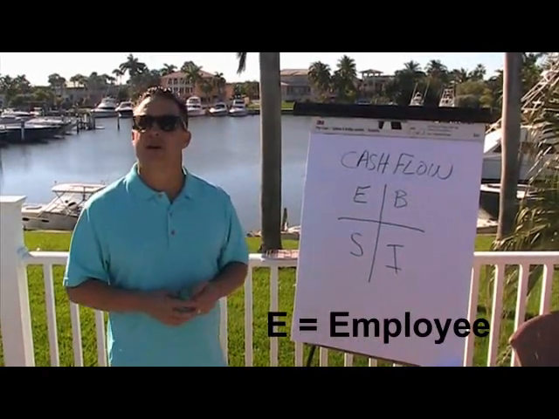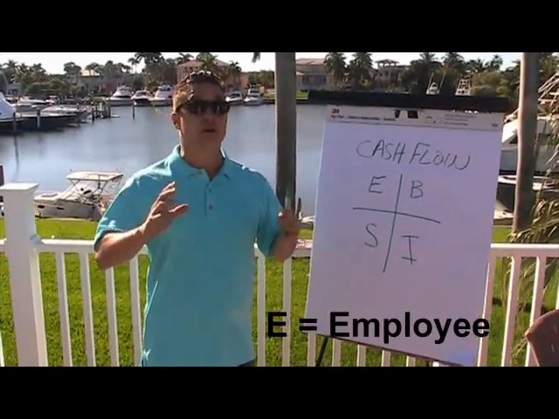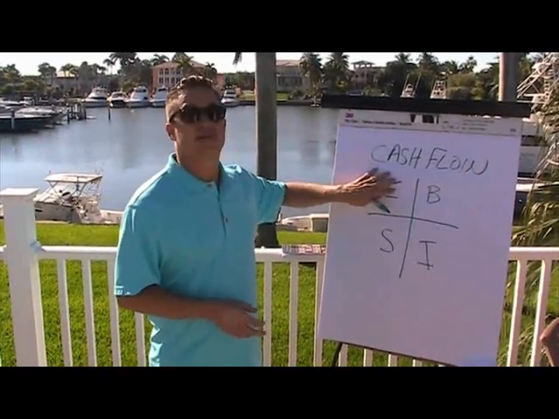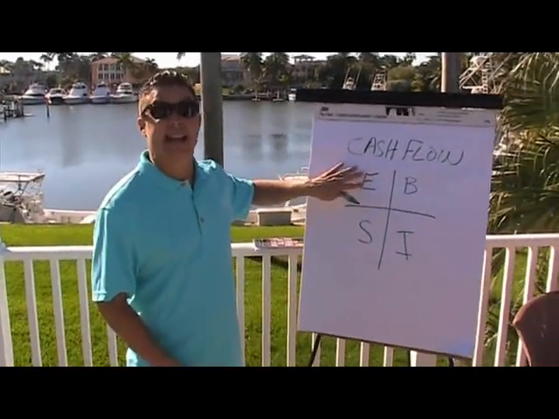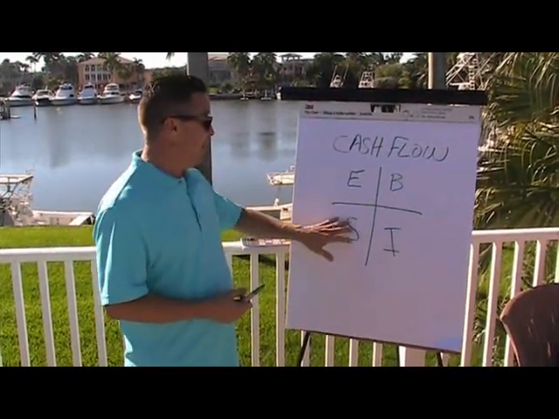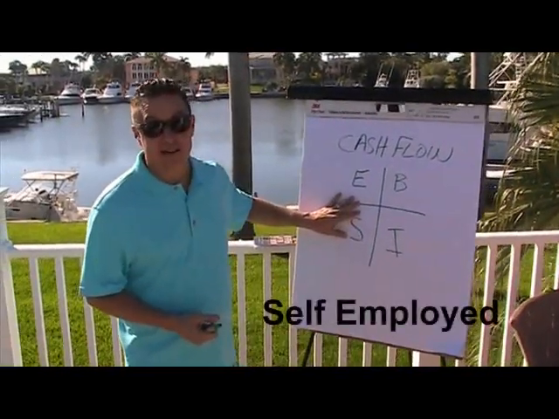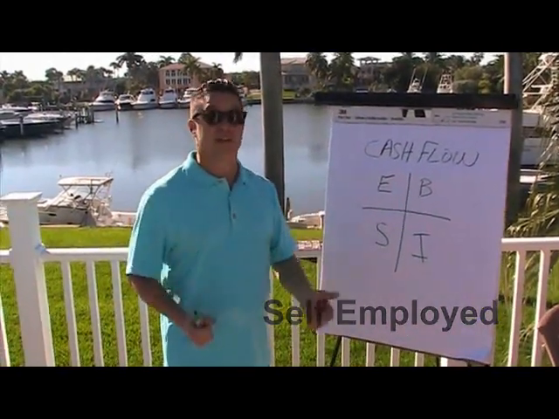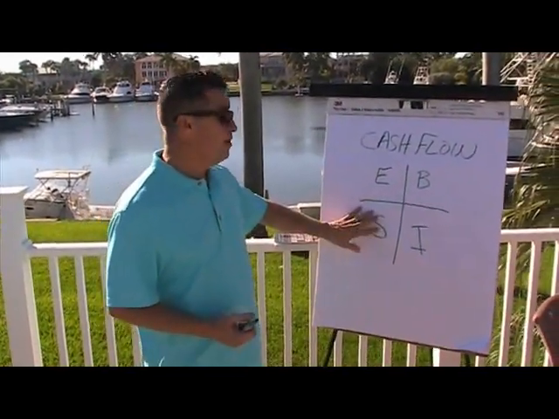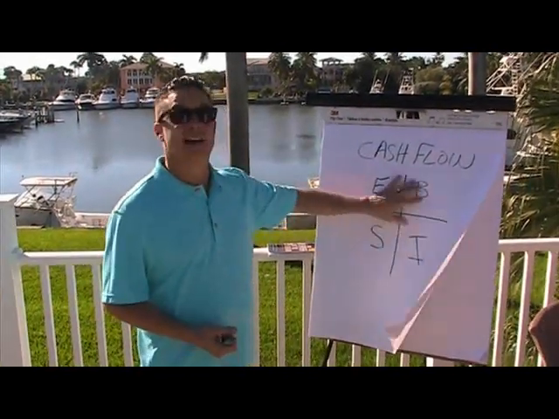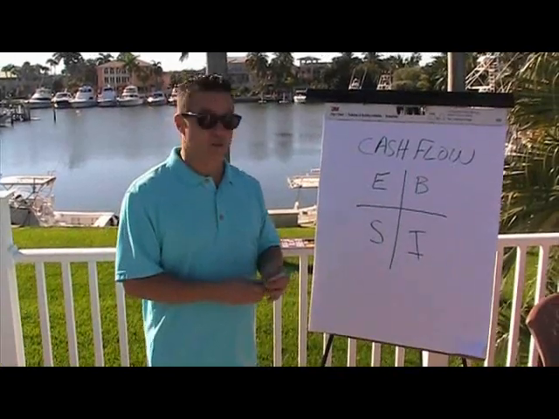If you work for someone else, if you have a job, and that's regardless of how much money you earn, if you work for someone else and have a job, you're an employee, you're an E. You are on the left-hand side of the cash flow quadrant. If you are self-employed, if you don't have a boss, but you need to show up every day for things to happen and for money to come in, you're an S, you're self-employed. You also reside on the left-hand side of the cash flow quadrant.